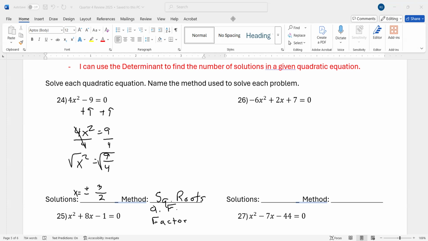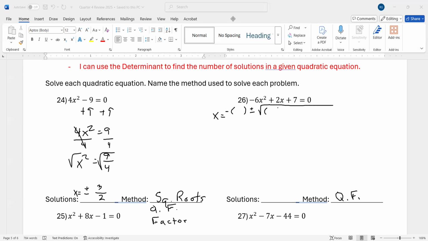Number 26, I think this one's pretty much unanimously going to be chosen as the quadratic formula. Why? The a value is not 1. Okay. And the b value is not 0. So the last one, the a value is 4, but the b value is 0. If the b value is 0, square roots every time. But if the b value is not 0 and a is not 1, I'm doing quadratic formula. So here we go. Try and squeeze all this in.